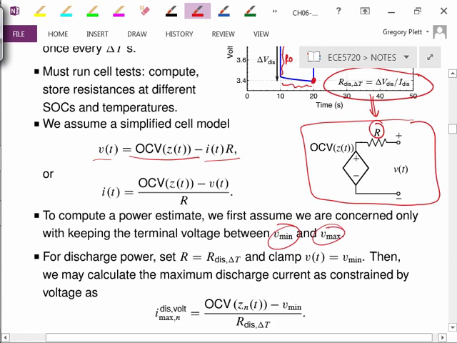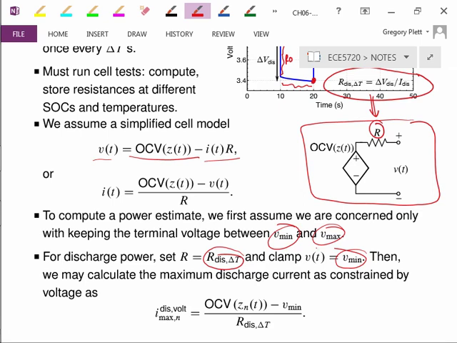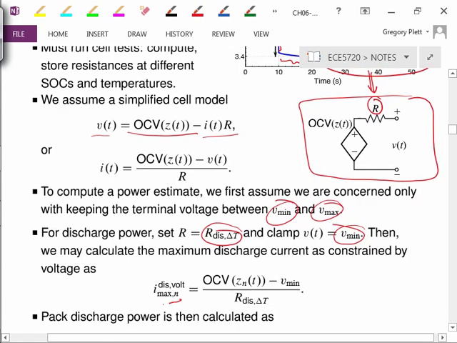So to compute the discharge power, we set resistance equals R dis delta t. We say V equals Vmin, because that is what it would be if I was somehow able to clamp the voltage at Vmin. I would be getting current out of this cell that was the maximum current I could get without exceeding Vmin, without violating Vmin. So the current is OCV minus Vmin over R dis delta t.